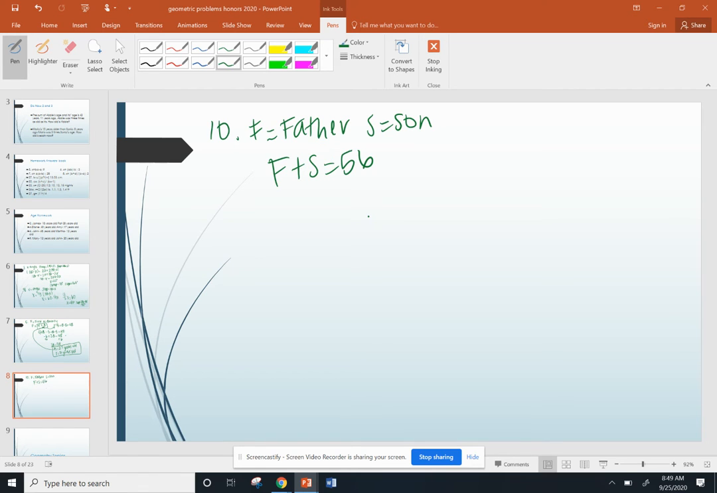4 years ago, the father was 3 times as old as the son. So what I like to say is if I'm looking back at last year for me, you guys are aging 1 year less as well.